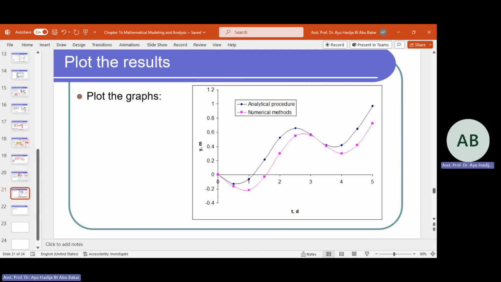Here it compares the numerical method and the analytical method. The trend is there, but you can see there are differences. How to know which one is the correct one? For that you need to have the true value. In our case, we don't have the true value. Here is just to compare the difference between the analytical procedure and the numerical procedure. You can see the trend is the same, but the value is different.